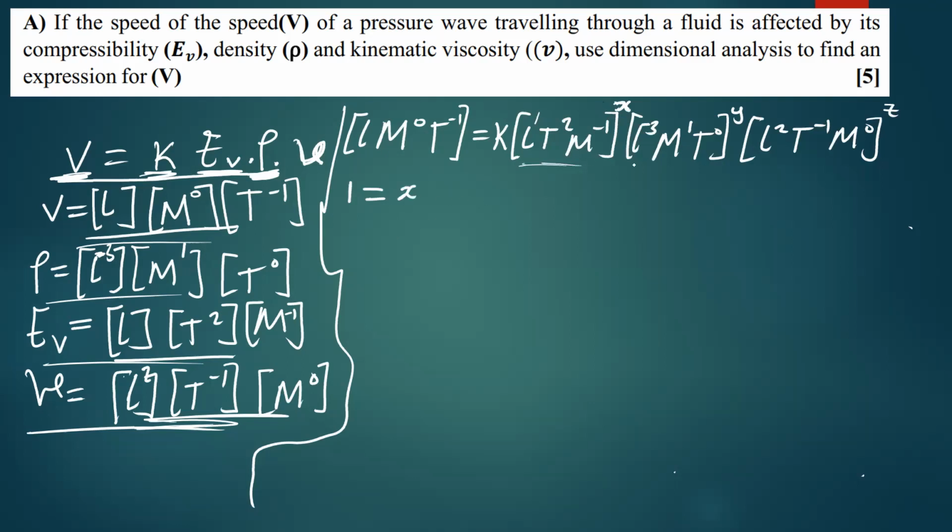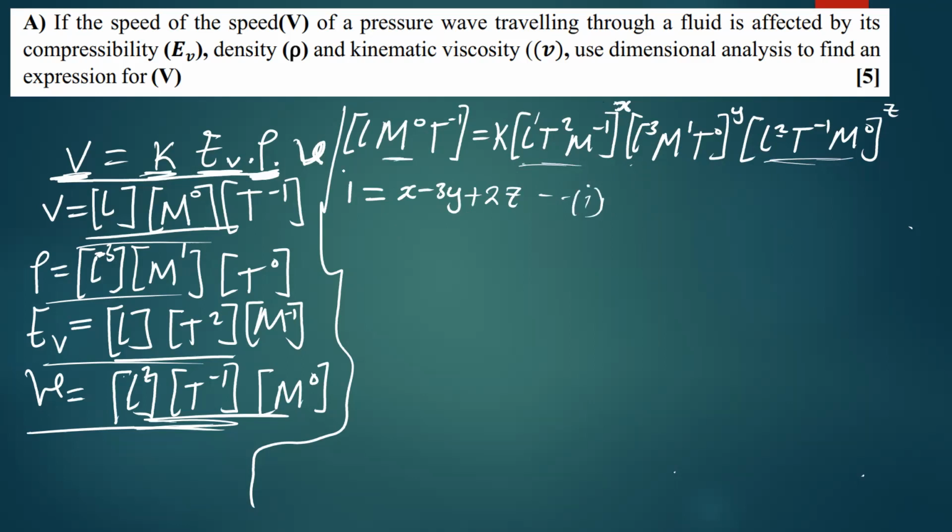And then in the second dimensions there, the power of L is -3. So -3 times Y, I'm going to have -3Y there. Then the power of L in the third set of brackets there is 2. So we have 2 times Z there. So we have plus 2Z. So this will be our first equation.